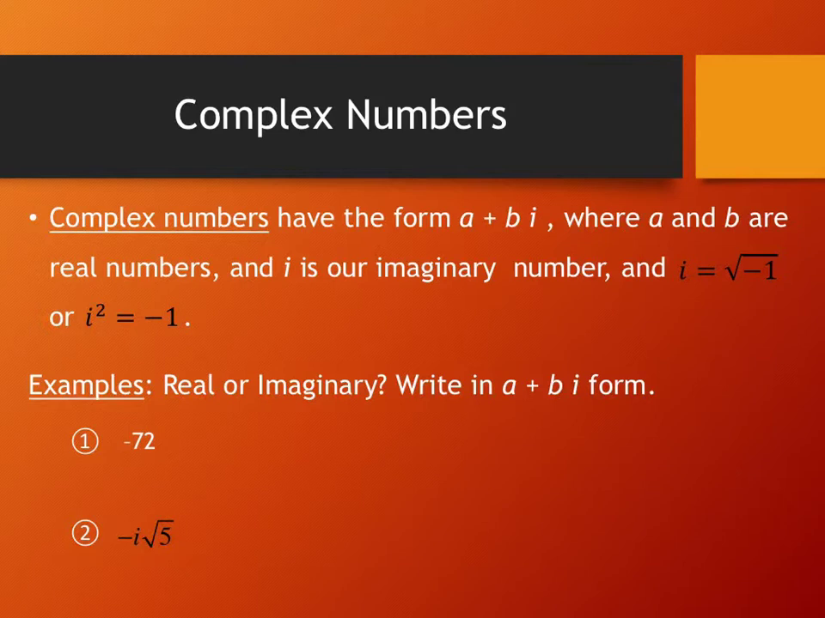Complex numbers are numbers that have the form a plus bi. A and b are real numbers, and i is a number called the imaginary number or the imaginary unit. i is equivalent to the square root of -1. Or another equal definition is to say that i squared is equal to -1.